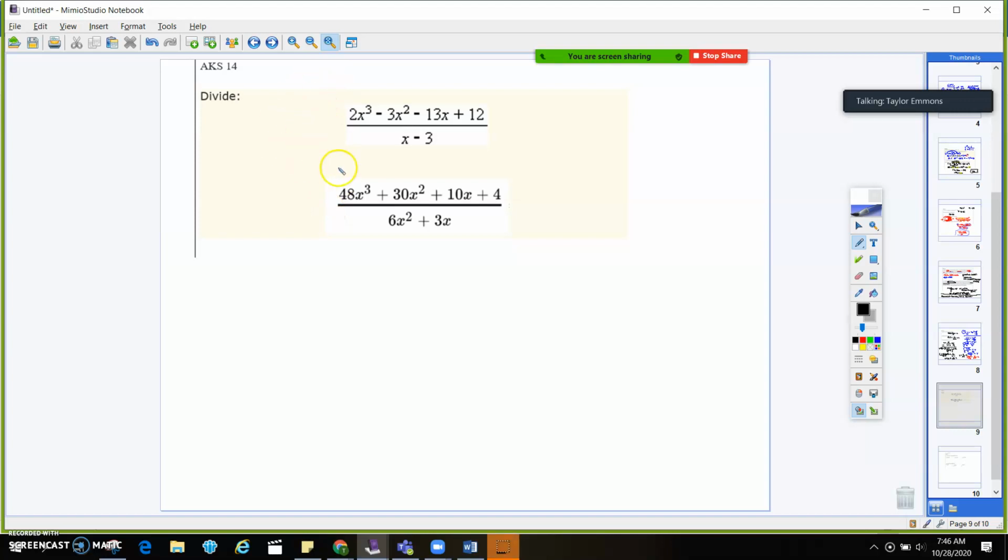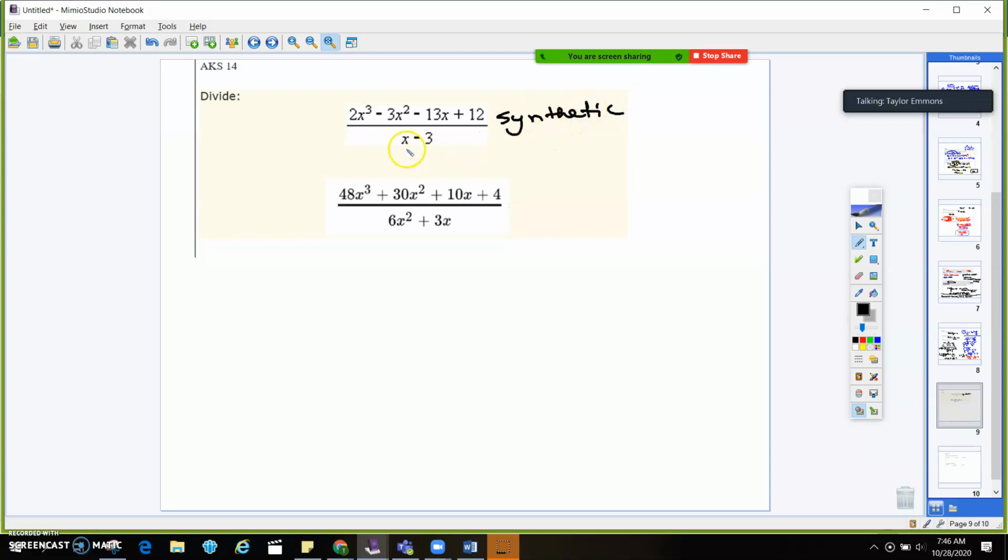Okay, so this is AKS 14, and this is talking about synthetic division and long division. So I'm going to do it both ways so that you see both types, because you're going to encounter those on different assessments. So on the first one, we can do synthetic division. We can also do long division, but it's just going to take longer.